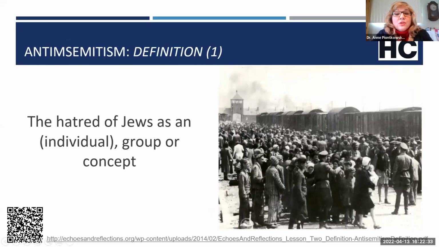So if we go to the next slide, when we're clear on what we're talking about when we're talking about the Holocaust, which is very important to set forth with your students, what are we talking about when we talk about anti-Semitism? And it's very clear in this space, in any educational space or with your students, that they all have the same definition of what anti-Semitism is. And from ECHOES, which is also from Yad Vashem and the ADL, anti-Semitism is the hatred of Jews as a group or as an individual or as a concept. It is the hatred of Jews for being Jews.